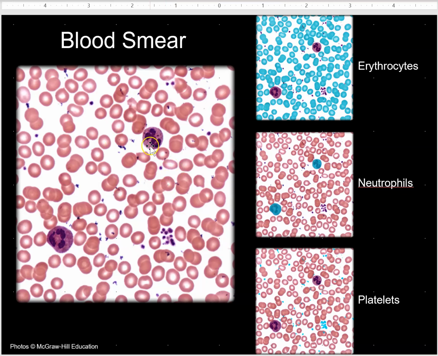And then you have the leukocytes that you also call white blood cells. So these over here are leukocytes, but specifically they are neutrophils, which are a type of leukocyte.